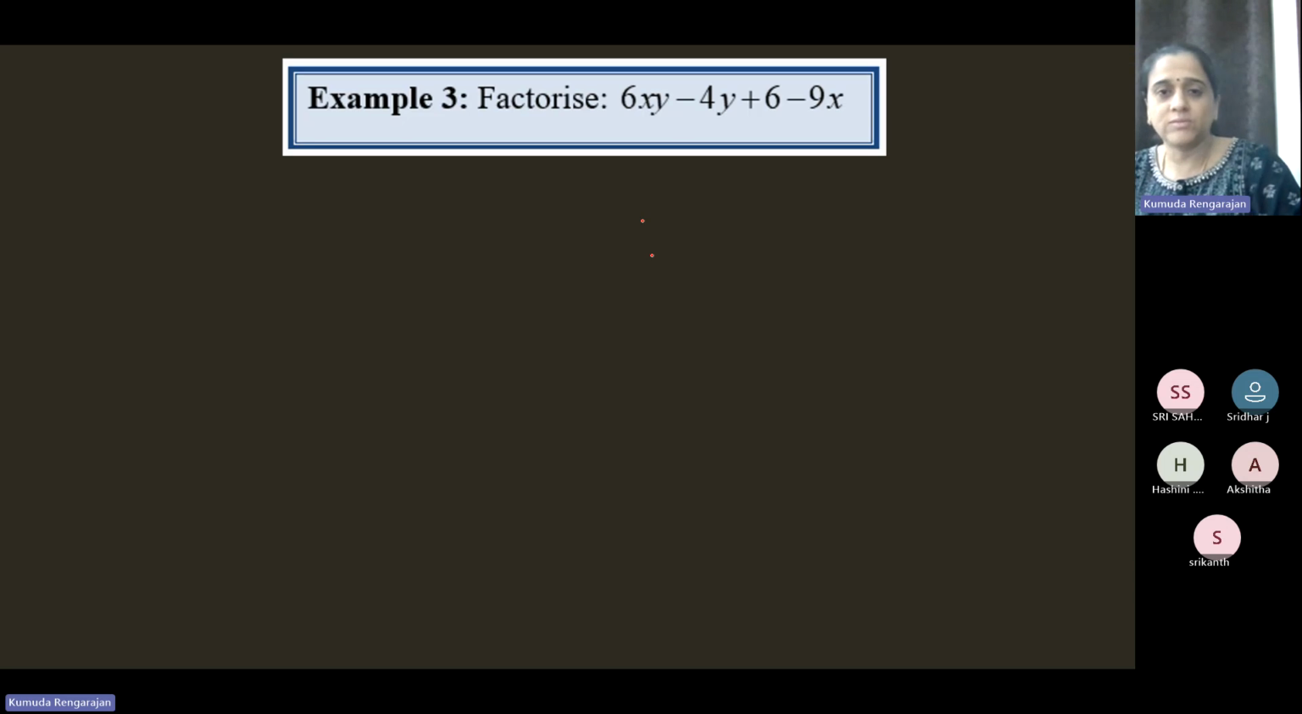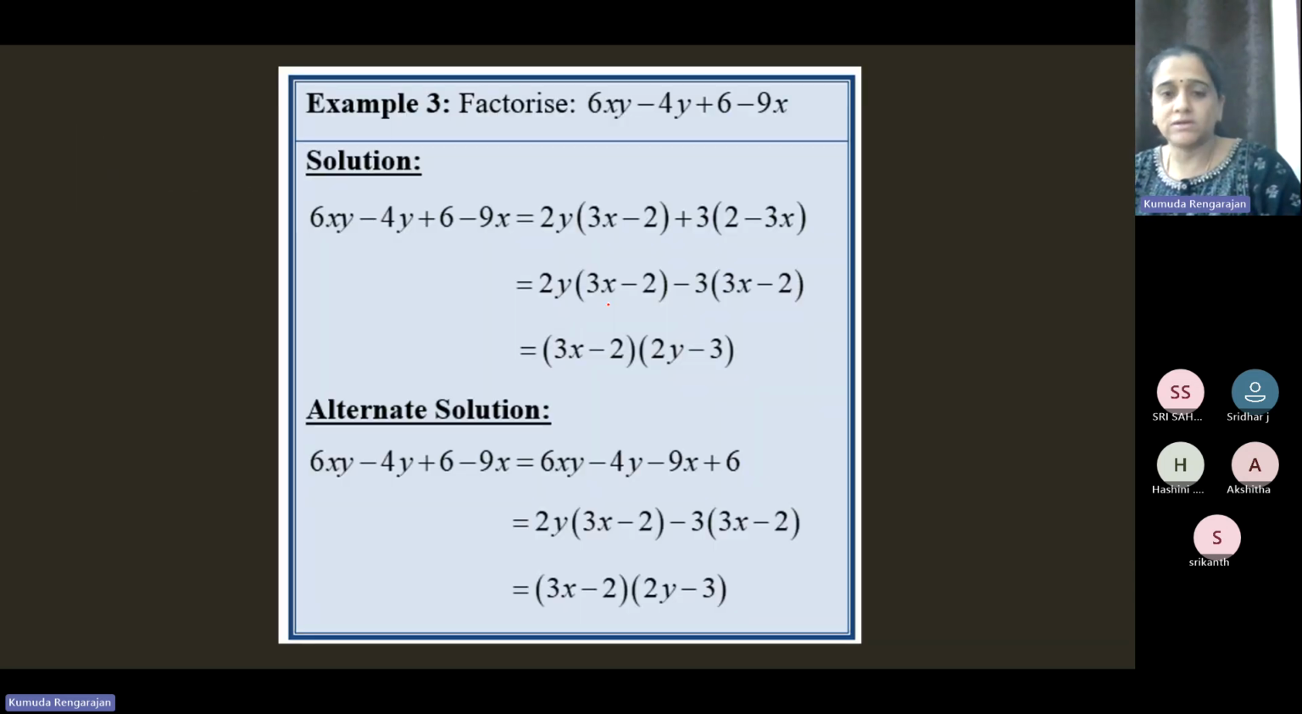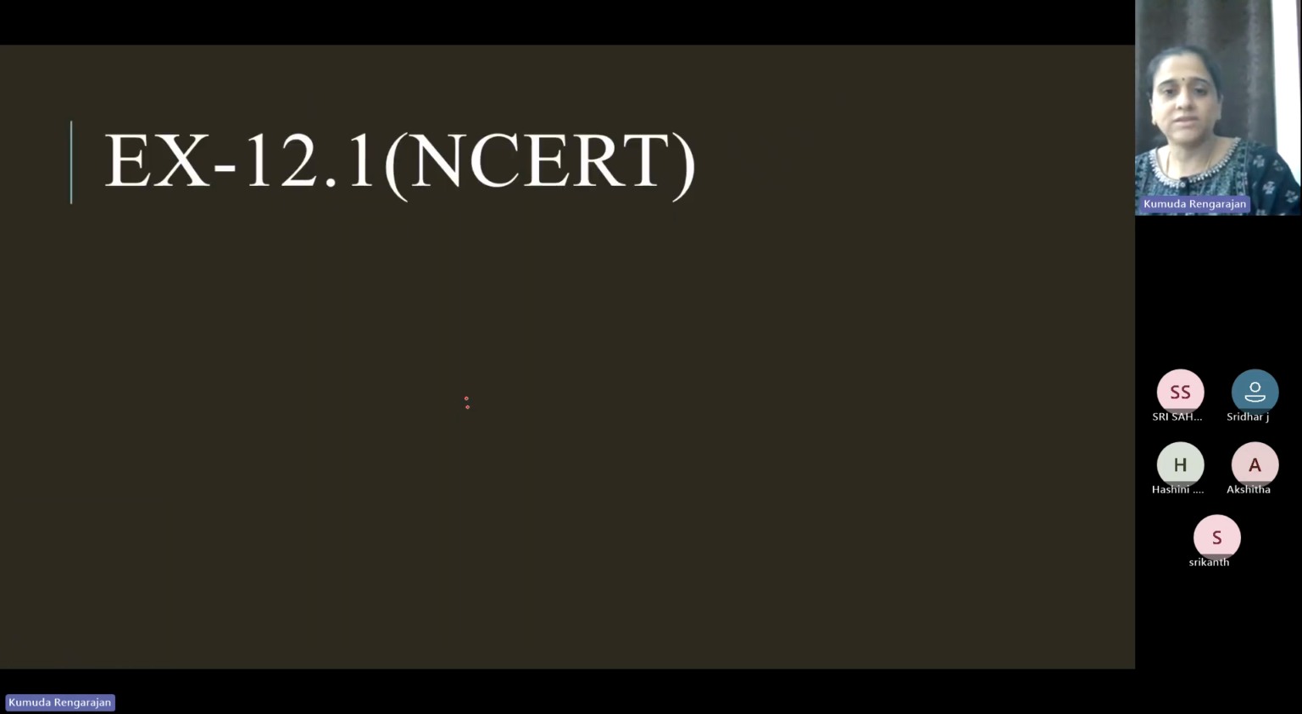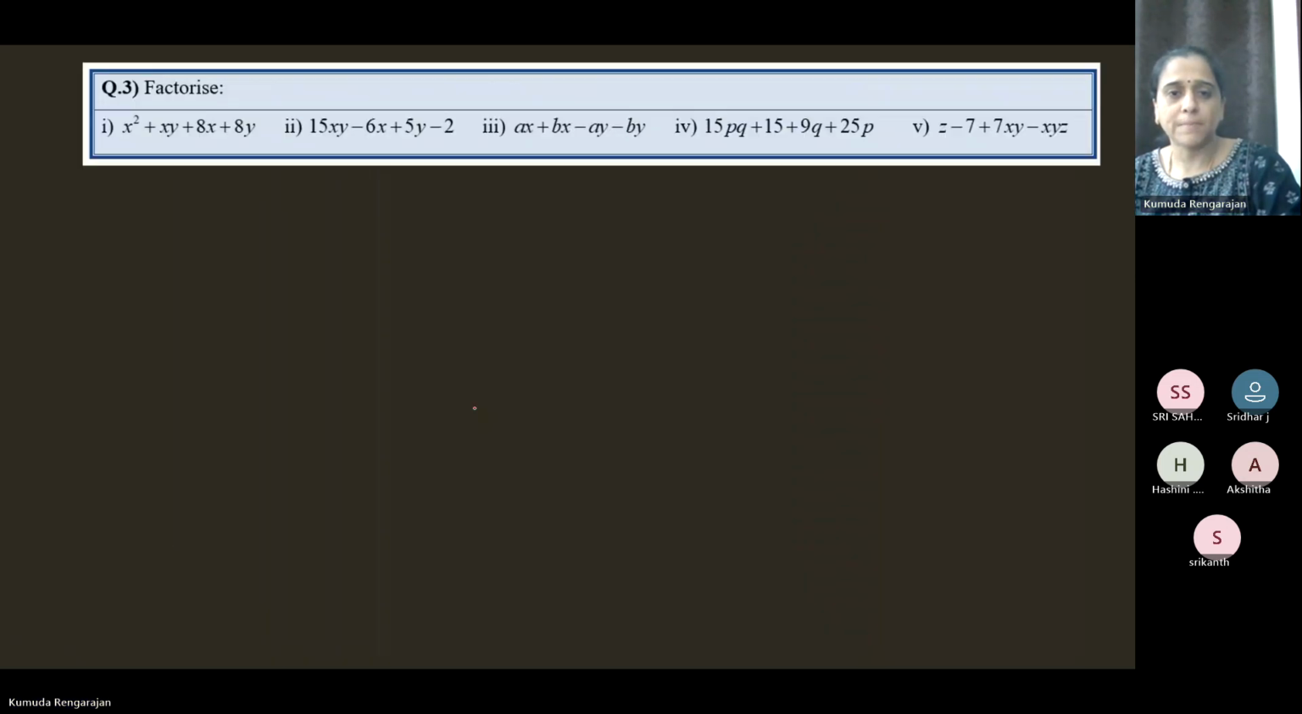So this is the other one. Then 4 terms we saw. By grouping, we learned how to factorize by grouping. The same thing should come in the bracket, same expression. Okay. That's all I think we saw in this presentation.